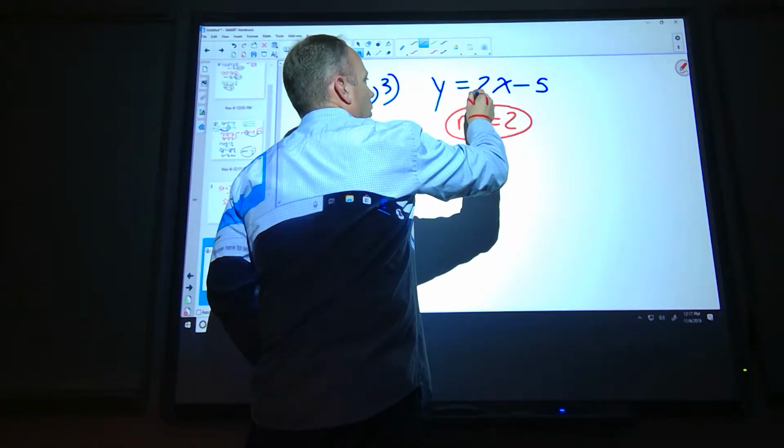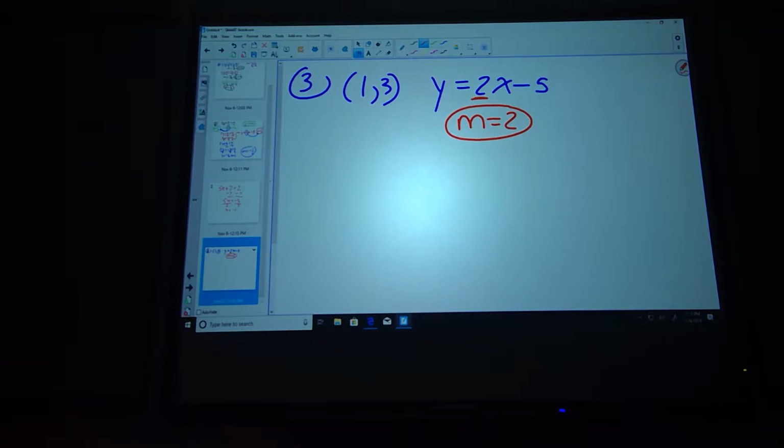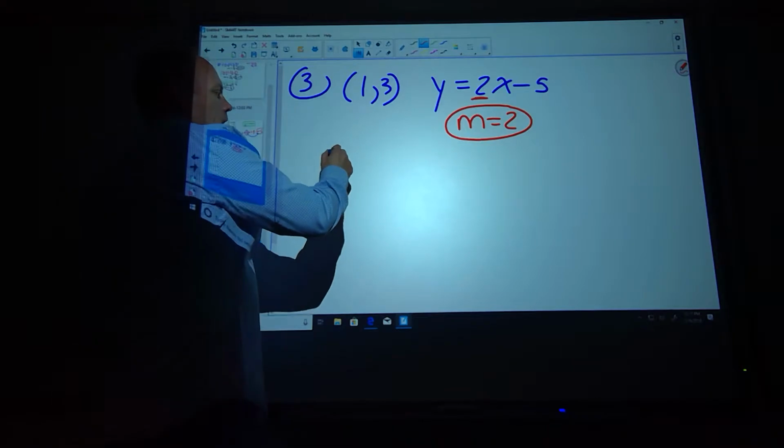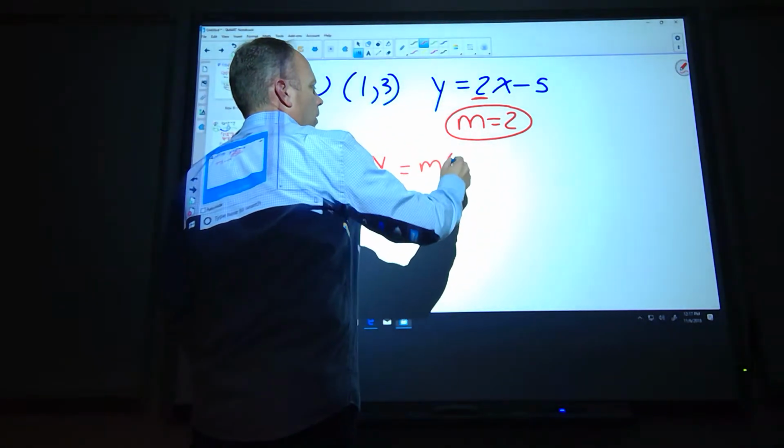2x. It's just 2. Whatever's attached to the x is the slope. If you solve for y, whatever's attached to the x is the slope. Okay? Y minus 3 equals. So, you will be given this equation. It'll be at the top of your test. And this is what we worked on yesterday.